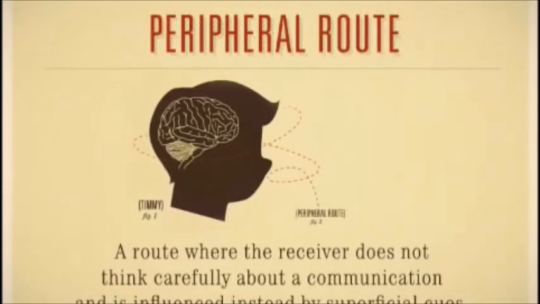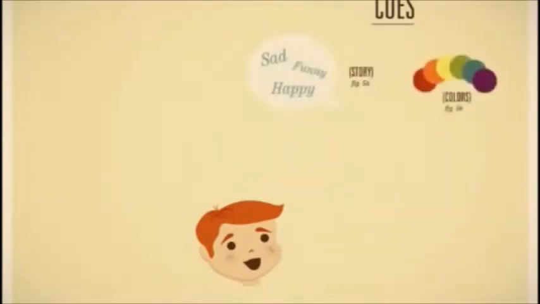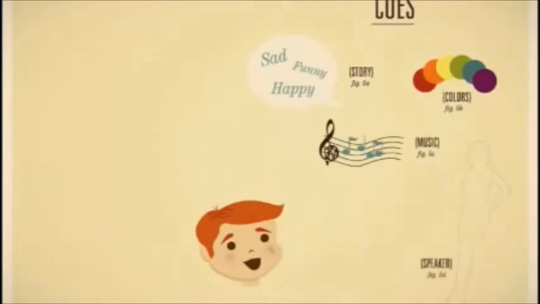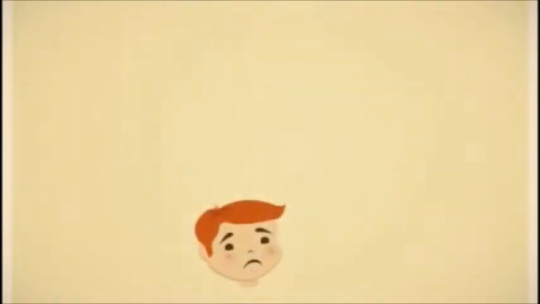Let's look at the alternative, the peripheral route. In this route, the receiver, that's still you, Timmy, does not think carefully about a communication and is influenced instead by superficial cues. Examples of these cues or gimmicks include an emotional story, bright colors, sappy music, or an attractive speaker. Low involvement is associated with the peripheral route because the message content becomes relatively unimportant and ignored. The results of the peripheral route are more temporary and subject to change, as these cues play to the senses, emotions, and feelings. Yes, that's right, Timmy.